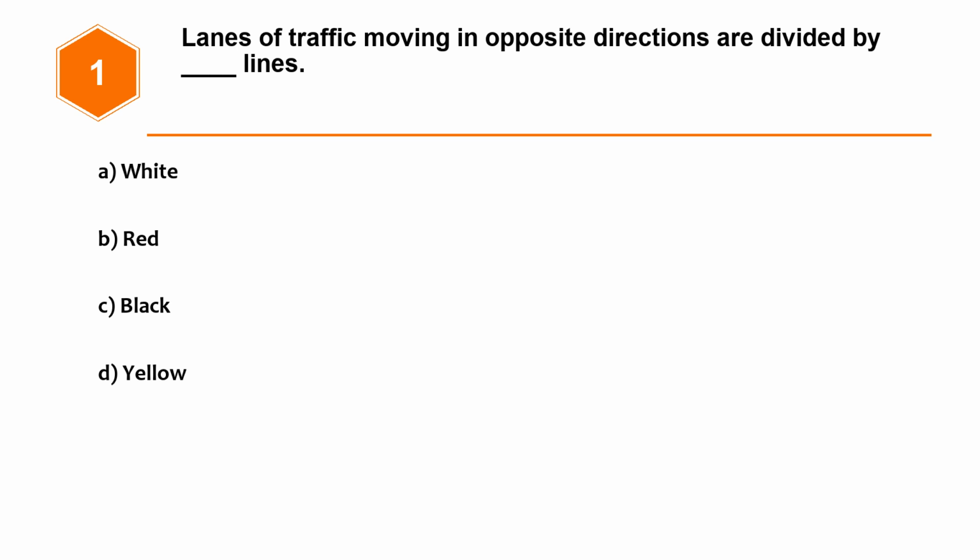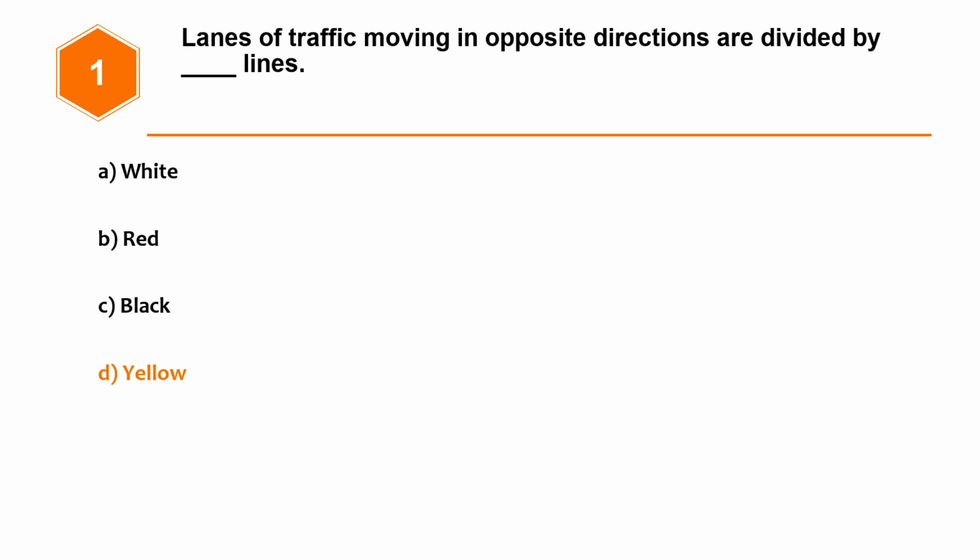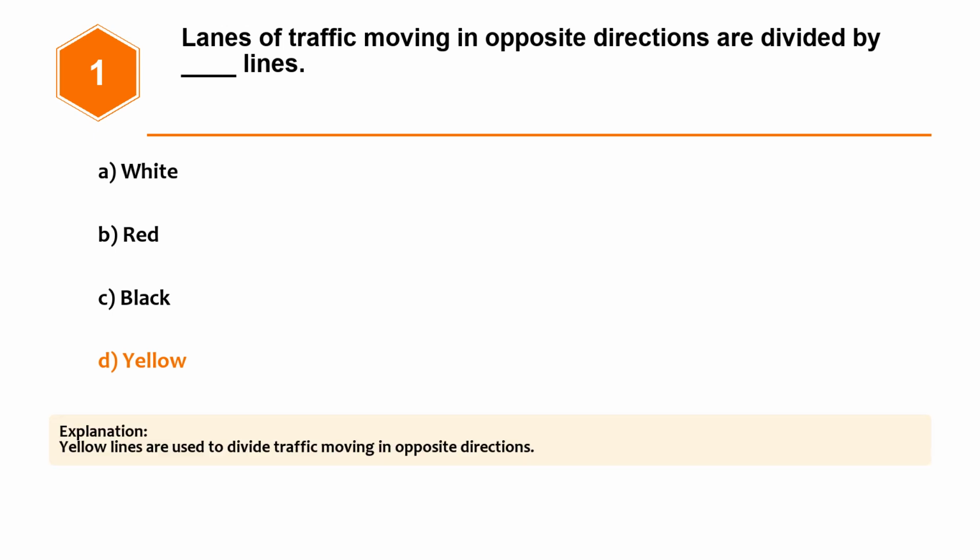Question 1. Lanes of traffic moving in opposite directions are divided by blank lines. Option A, white. Option B, red. Option C, black. Option D, yellow. The correct answer is option D, yellow. Explanation. Yellow lines are used to divide traffic moving in opposite directions.